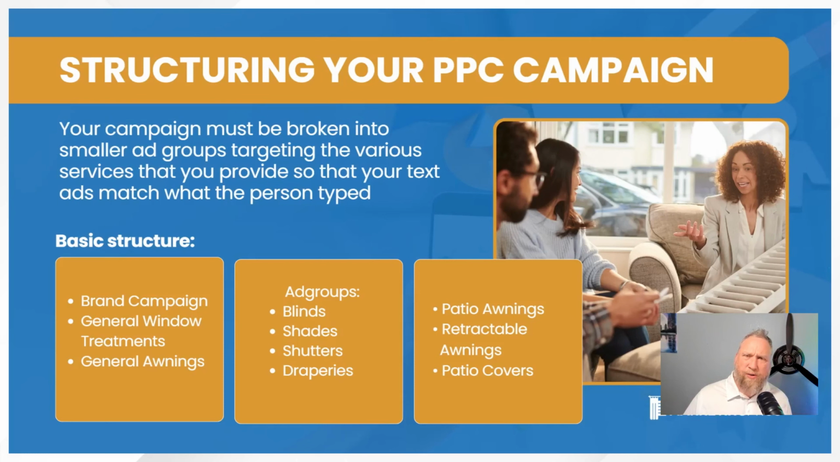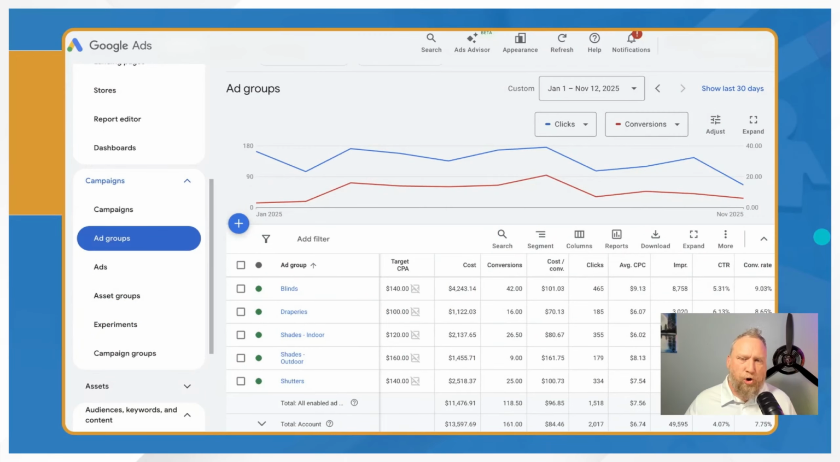Something that is around general window treatments. So somebody that just types in window treatments near me or window treatments in your city, those kinds of people probably have something more specific in mind, but starting to get those generic searches into your world can really help out. And then something that's more specific, like awnings, patio covers, shutters, shades, that kind of stuff. Obviously important as well.